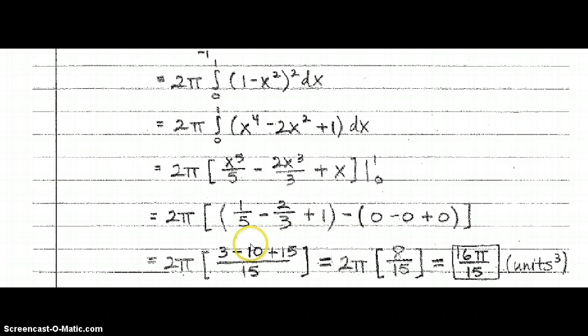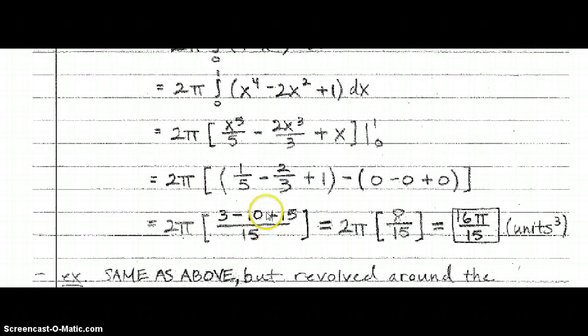Could do this in the graphing calculator as well, but you would get an approximation. I don't have that in the notes, but it would be easy to calculate.